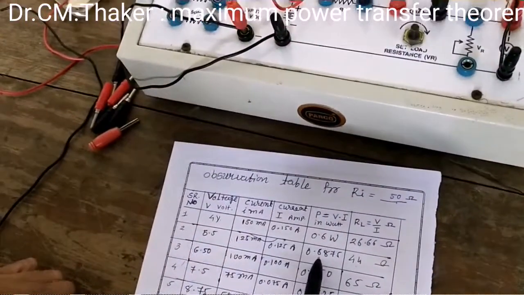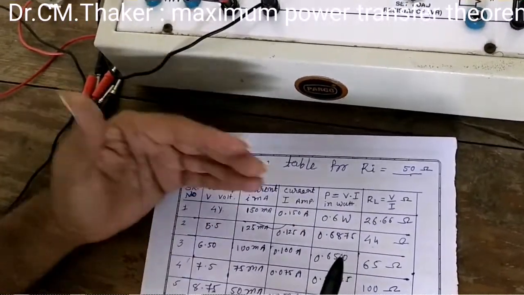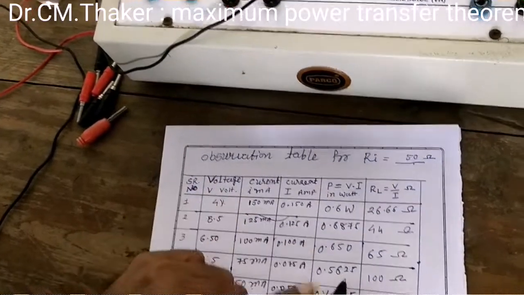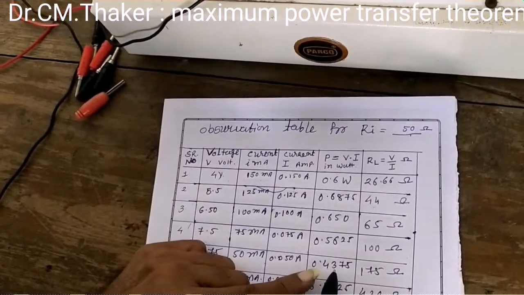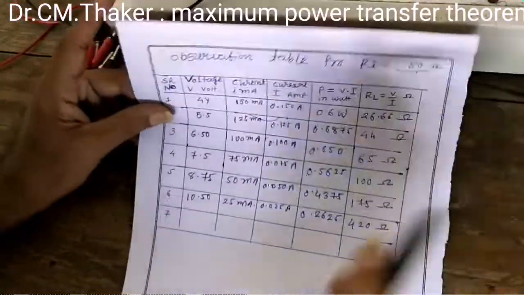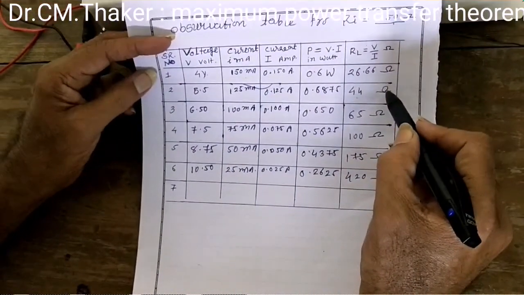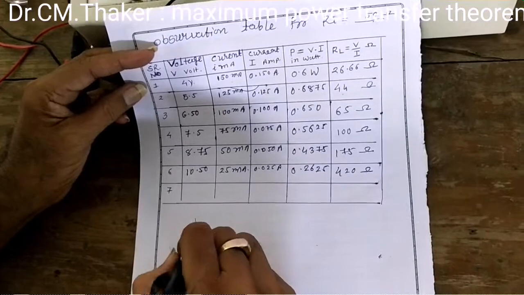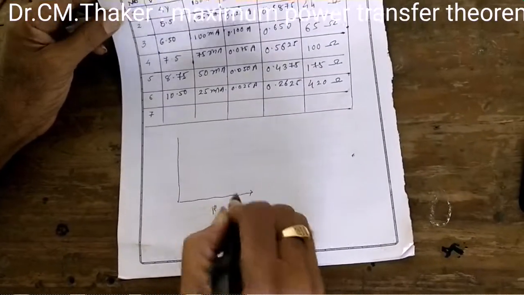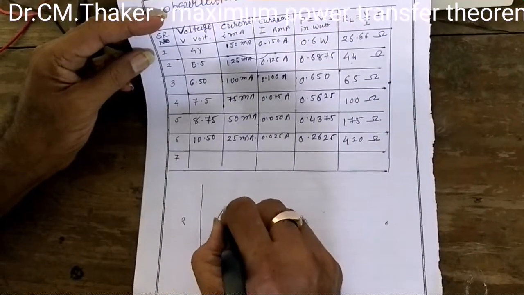It shows the maximum power, 0.6875, and the rest of the powers are less than that. Suppose 0.6, then 0.68, then 0.65, then 0.56, then 0.43 and 0.26. So power becomes maximum for a certain value of the load resistance. Suppose you draw the graph. This graph will be like that. This is RL with different values and this is power. So this will be like that.